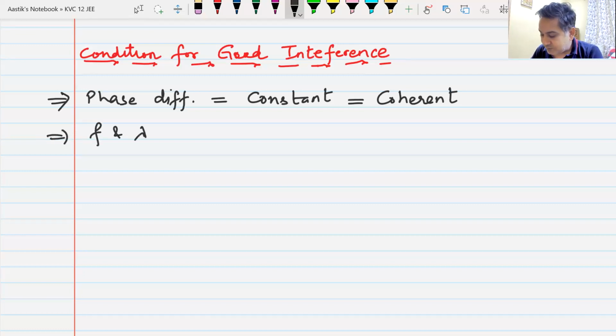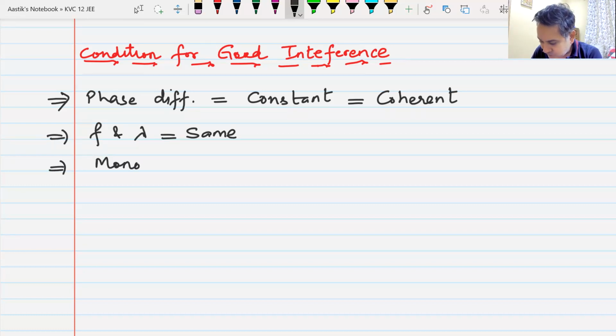Frequency and lambda must be same. See, when you say phase difference is same, that is wrong. Phase difference must be constant. Frequency and lambda must be same. So if one wave has a frequency of 60 hertz, the second wave must also have a frequency of 60 hertz. That again means that the waves must come from coherent sources. Do we understand this? Yes or no?